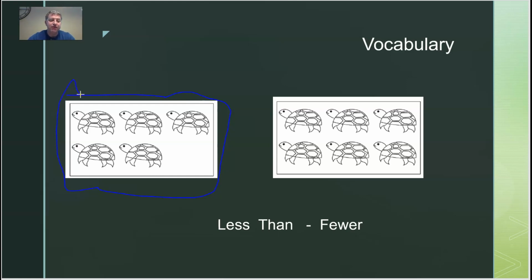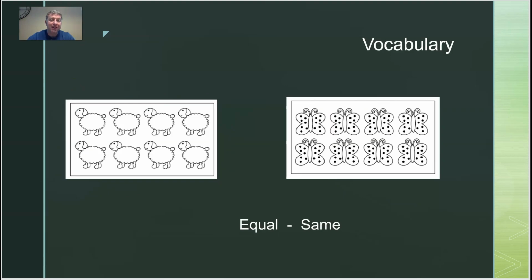Say less than, fewer. And the last vocabulary word we need to know is equal or the same. Here are two cards of some sheep and some butterflies. There are 8 sheep, 1, 2, 3, 4, 5, 6, 7, 8, and 8 butterflies, 1, 2, 3, 4, 5, 6, 7, 8. We would call those sets the same. They have the same amount, or equal, okay?